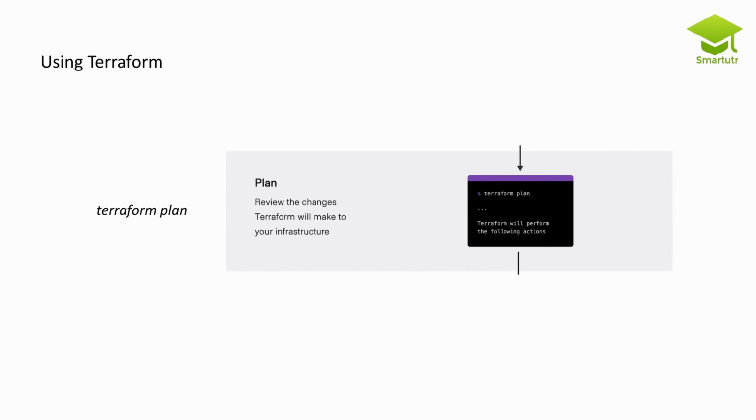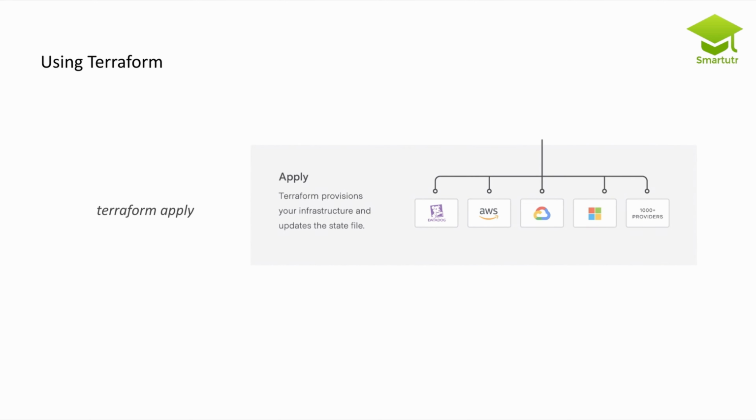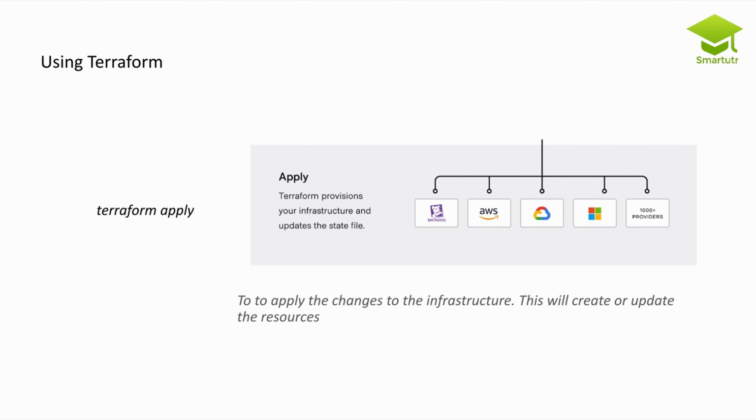Next, you can use the terraform plan command to preview the infrastructure changes that will be made when you apply the configuration. This is a good way to ensure that the changes you are making are what you intended. Finally, you can use the terraform apply command to apply the changes to the infrastructure. This will create or update the resources.